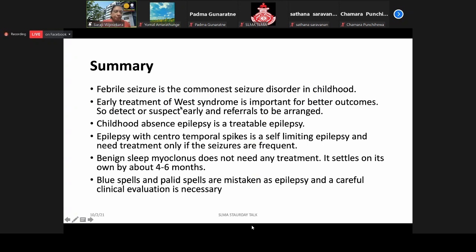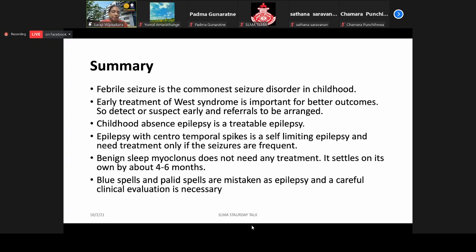So in summary, febrile seizure is the commonest seizure disorder in childhood. Early treatment of West syndrome is important for better outcomes. So detect them or suspect early, and referrals are to be arranged appropriately. And childhood absence epilepsy is a treatable epilepsy. You need to be careful in identifying the absences or the staring events. Mostly the teachers are the people who complain to the parents.